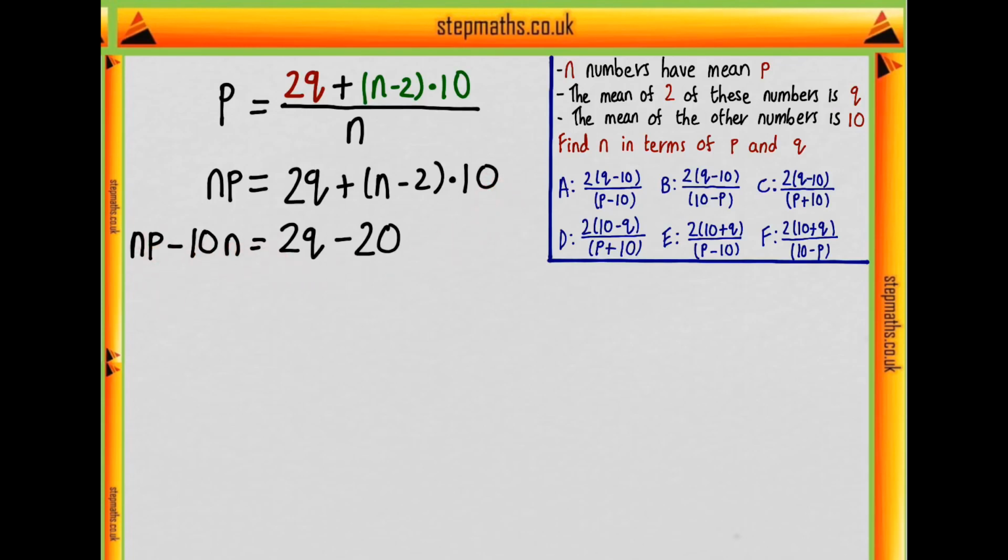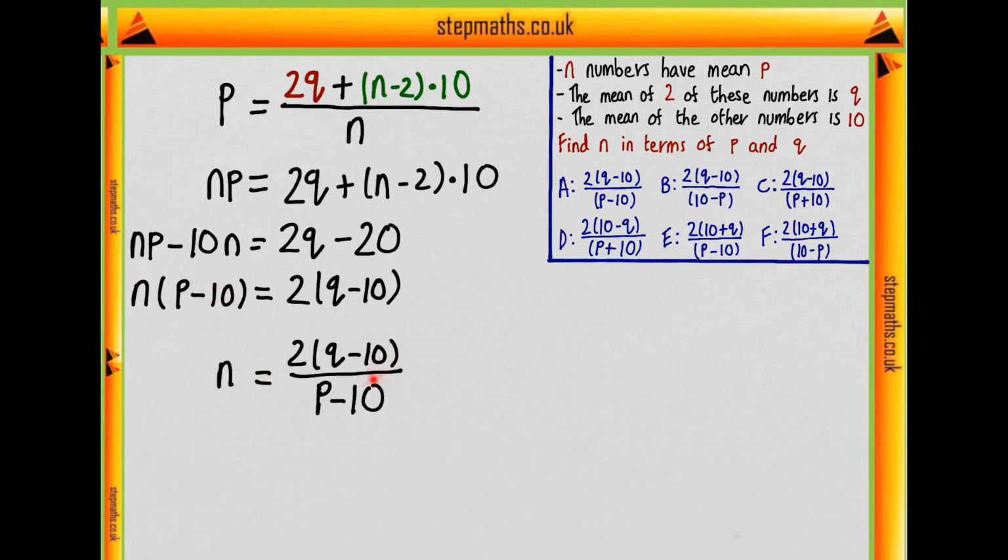And take n, lots of p minus 10, so take n as a factor out of this side. And you'll also note that we've taken a 2 out of this side. Why have we done this? Well, firstly, we can, because 2 is a common factor. And secondly, if we look at all the answers here, all the answers have 2 lots of something as the numerator, so doing this helps it match one of these answers. Now just divide through by p minus 10, and we've got n is equal to this.